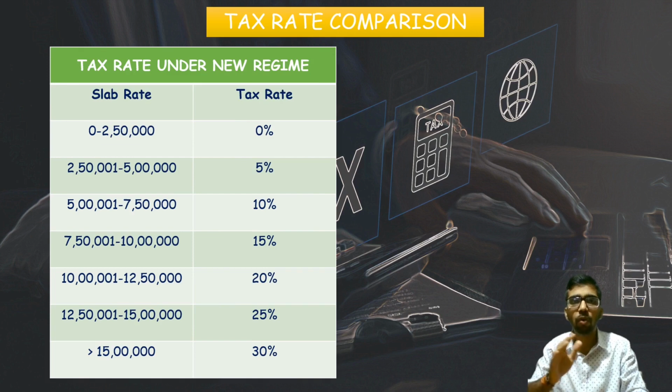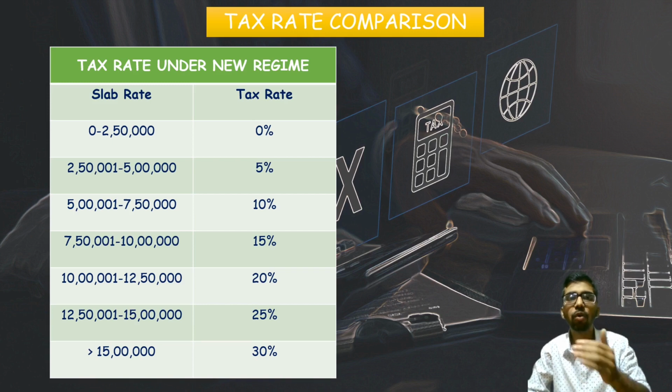Slab rates: up to 2.5 lakh, zero rate; 2.5 lakh to 5 lakh, 5%; 5 lakh to 7.5 lakh, 10%; 7.5 lakh to 10 lakh, 15%; 10 lakh to 12.5 lakh, 20%; 12.5 lakh to 15 lakh, 25%; more than 15 lakh, 30%.